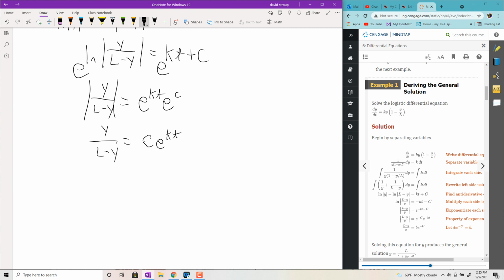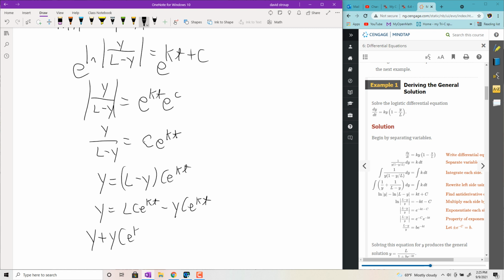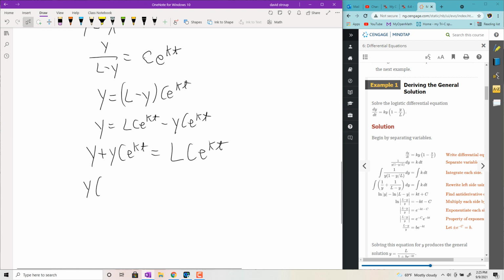Anyways, I'm going to now multiply both sides by L minus y. I get y equals L minus y times c e to the kt. Then I'll distribute, so y equals LC e to the kt minus y c e to the kt. I'm going to move all the y stuff on one side, so y plus y c e to the kt equals L c e to the kt. Factor out the y on the left here, so you get 1 plus c e to the kt, over here L c e to the kt.